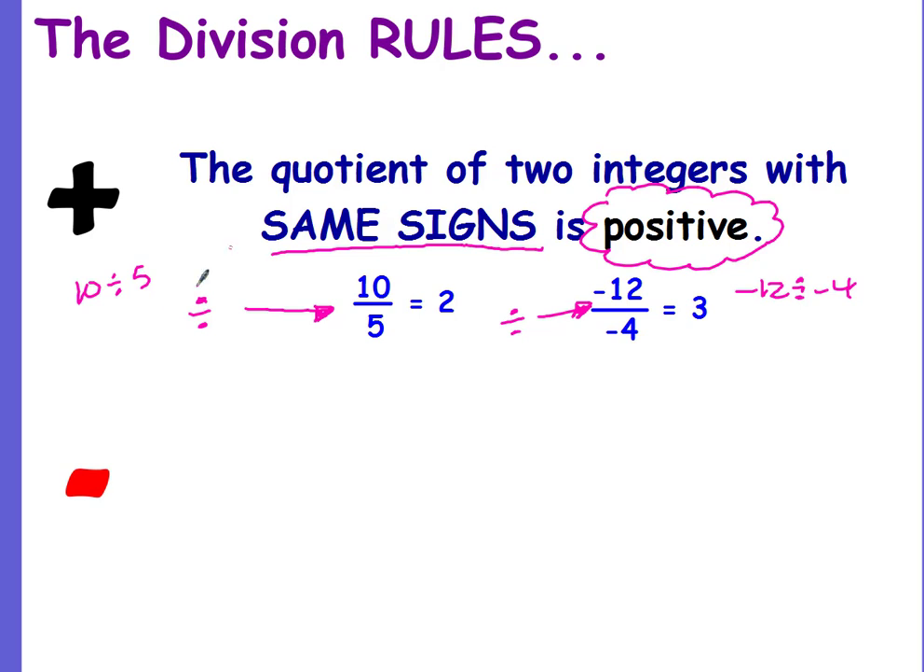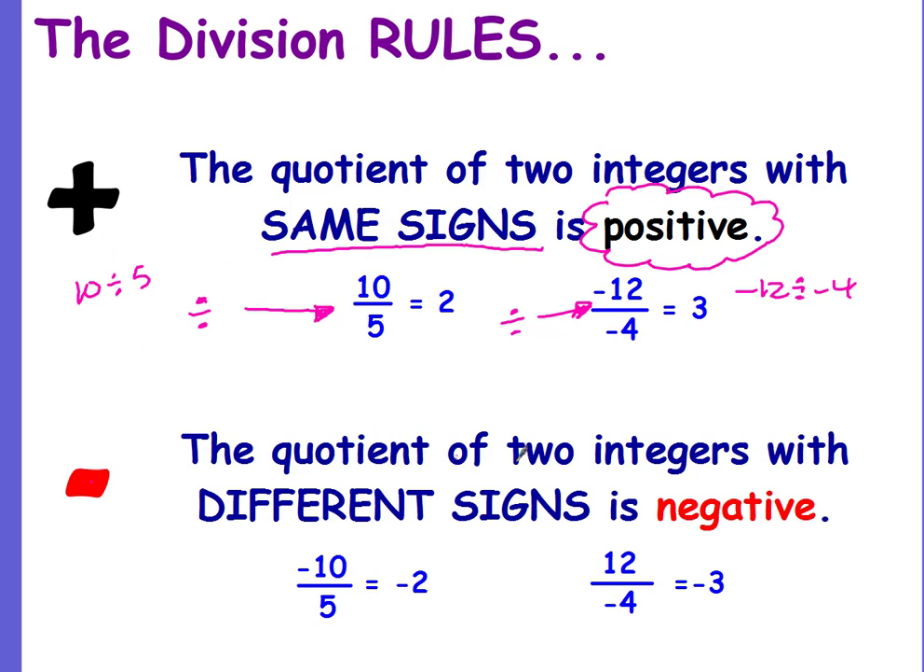All right. What about dividing when the quotient of two integers has different signs? If their signs are different, then your answer is negative, just like with the multiplication. Negative 10 divided by positive 5, different signs, the answer is negative. Positive 12 divided by negative 4, they're different signs, so your answer is negative.